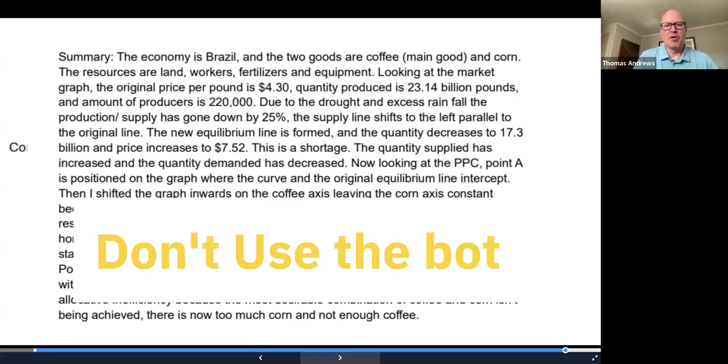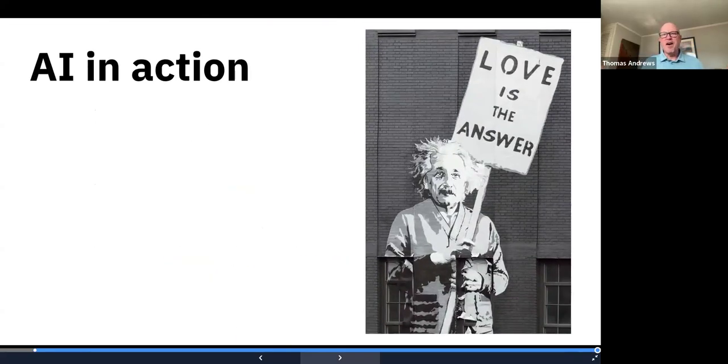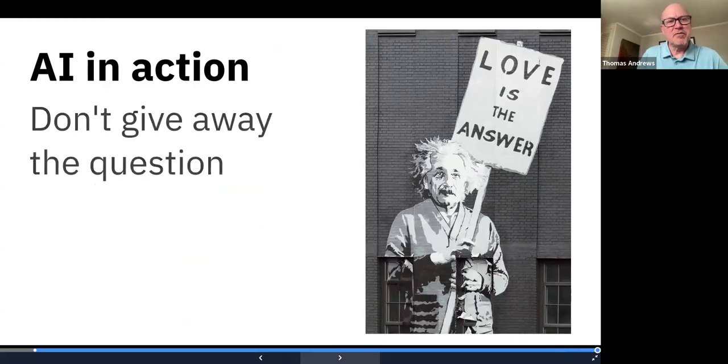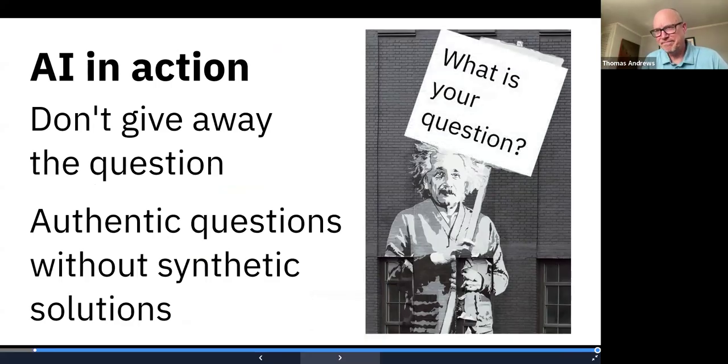So, two places to use the bot, and definitely two places not to use the bot. That's kind of where we are. Sorry if I'm going too fast here, but towards the end, AI in action. So for me, the number one rule is don't give away the question. And then number two is the more authentic your questions can be, and the less they're associated with synthetic solutions, the better off we're going to be. Love is the answer, but what is the question?